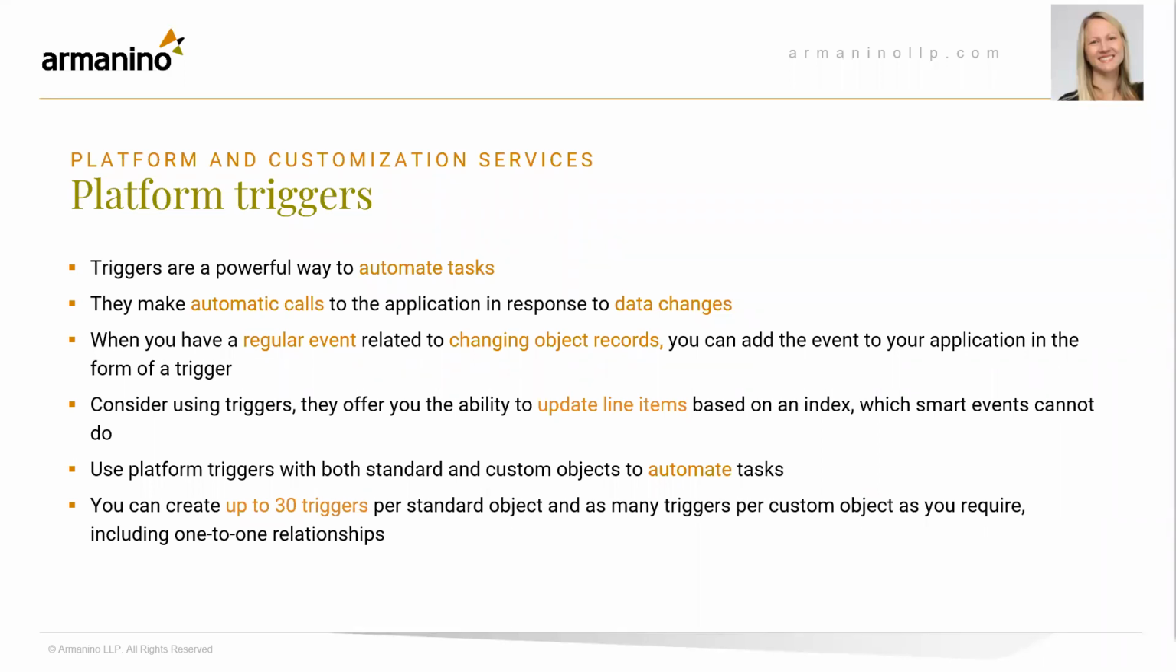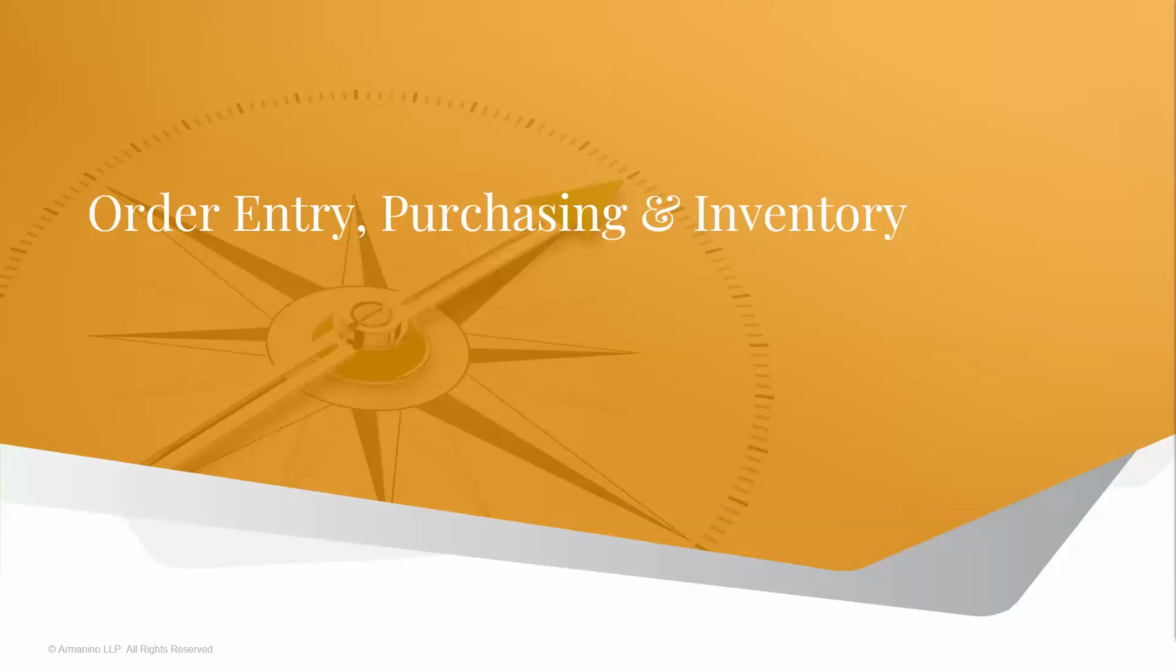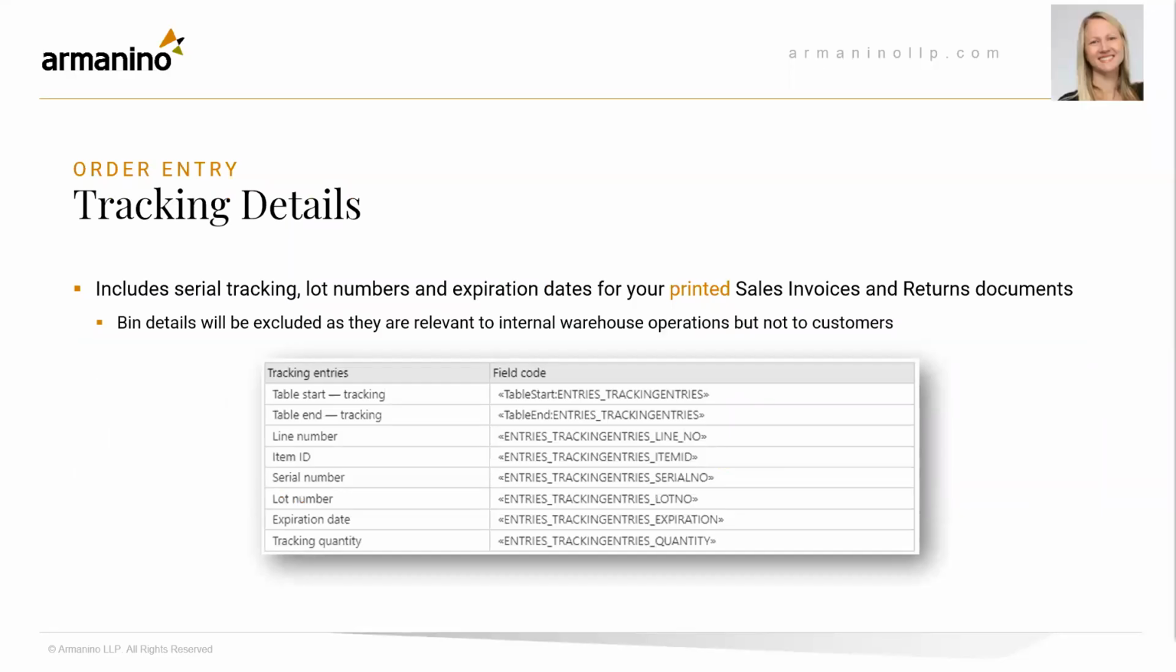Yeah, it is. Okay, then we go into order entry, purchasing, and inventory. So I'm excited about this. So tracking details. This will include any serial tracking, lot number, and expiration dates for your printed sales invoices and return documents. So you're going to see those listed below for custom documents. Bin details are not going to be included in this because they are more of an internal reference for your warehouse operations and not really used for customers. So the other tracking detail information will be available except bin details.